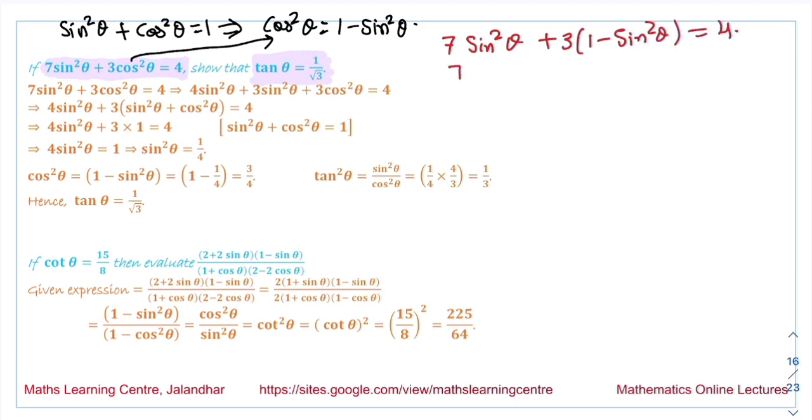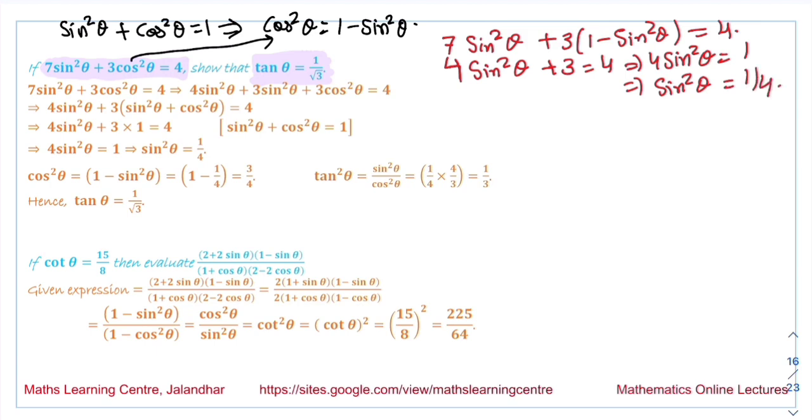So when we open these brackets, we are left with 4 sine square theta plus 3 is equal to 4. So it is 4 sine square theta equal to 1. So this means sine square theta is equal to 1 by 4. If we substitute this value of sine square theta in this equation, we will get cos square theta is equal to 1 minus 1 by 4, that is equal to 3 by 4.